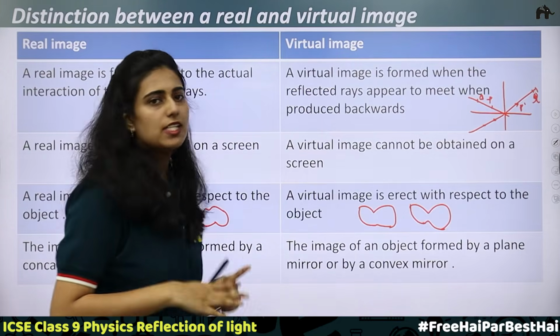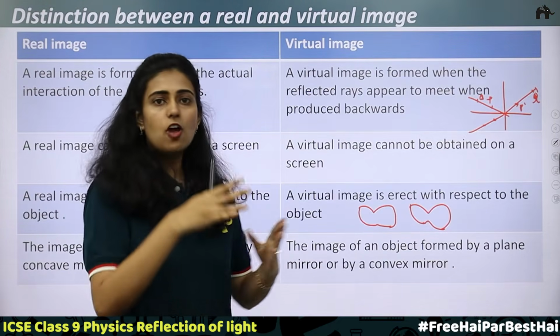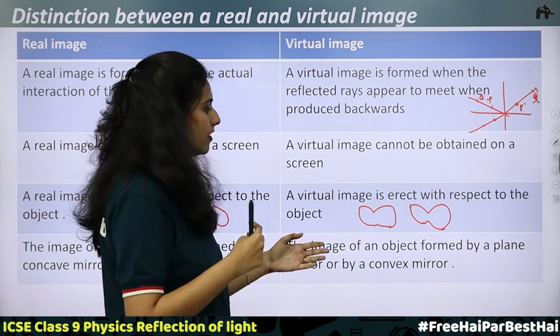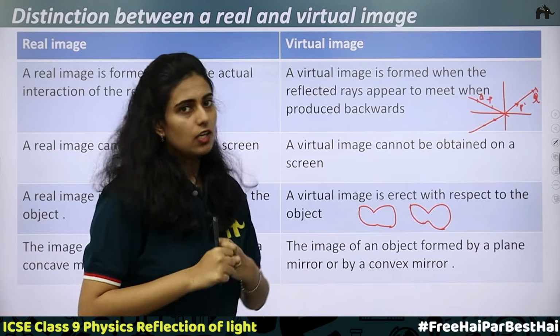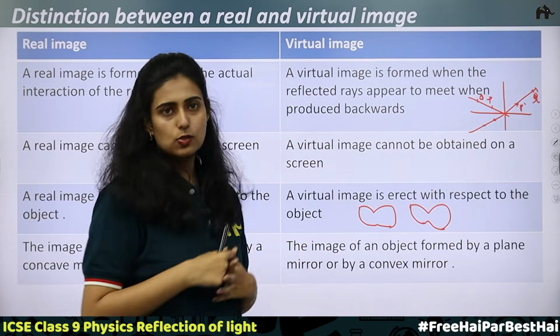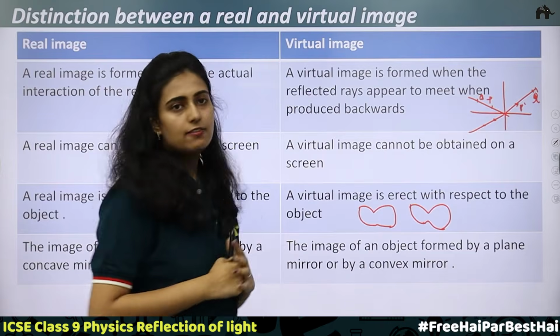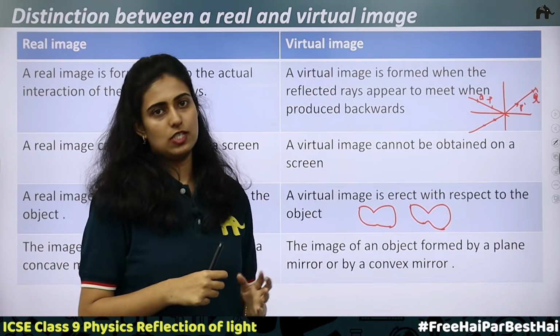To get a virtual image, just imagine you standing in front of a normal plane mirror. Daily you stand in front of a normal plane mirror. You are able to see your image, but are you able to touch it? No, right? So, this is an example of a virtual image. These are the four important differences between a real image and a virtual image.